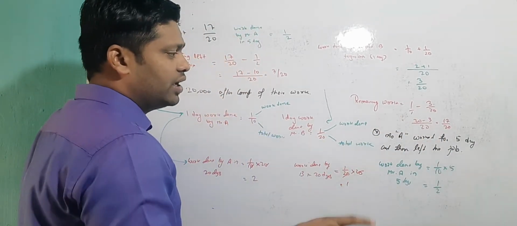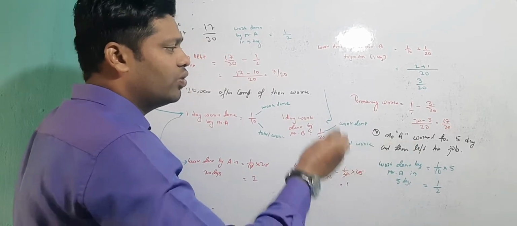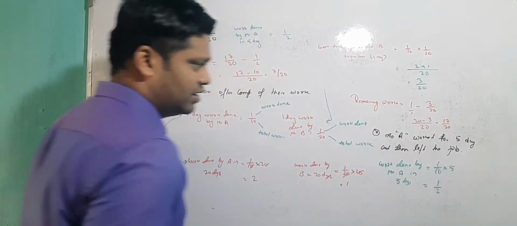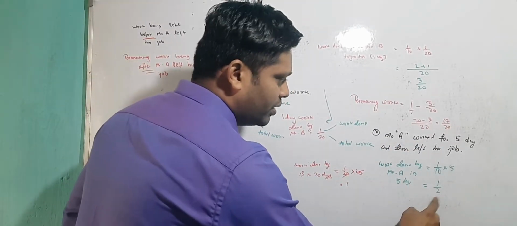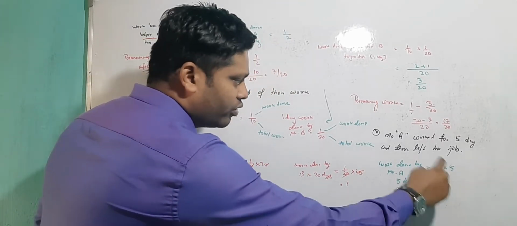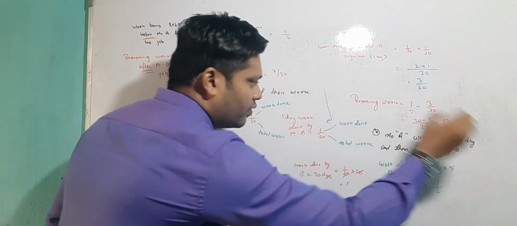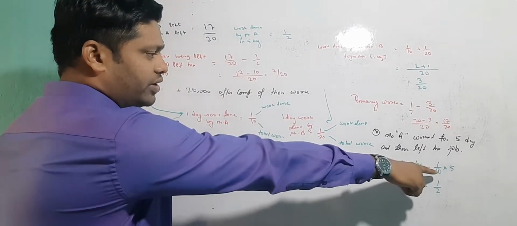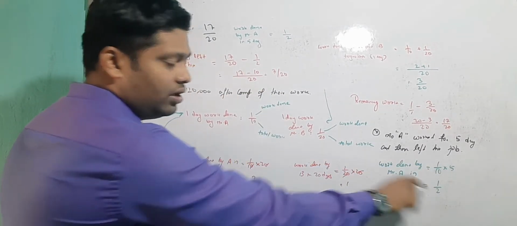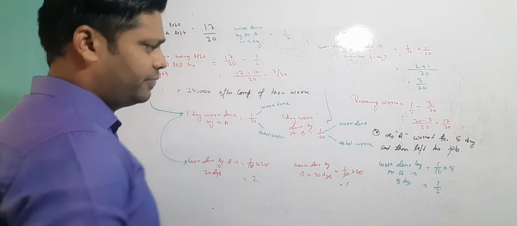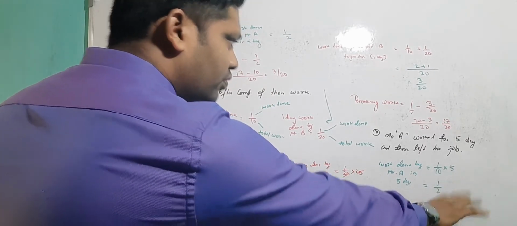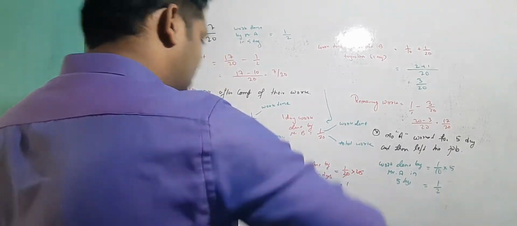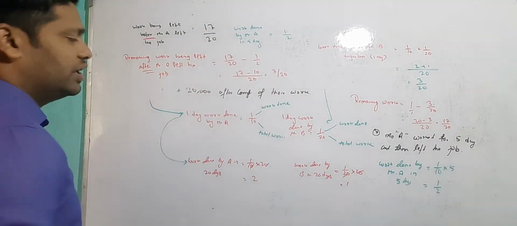Of that, A did the work for 5 days. They worked together 5 days. A worked for 5 days. So 5 days work of A, how much? 1 day work into 5. From where did I get this one? If I am doing 5 days work, I have to see how much I can do in one day. I can do 1 by 10. So in 5 days it will be 1 by 2. Clear? So he has done this much of the work, and so this much is left.